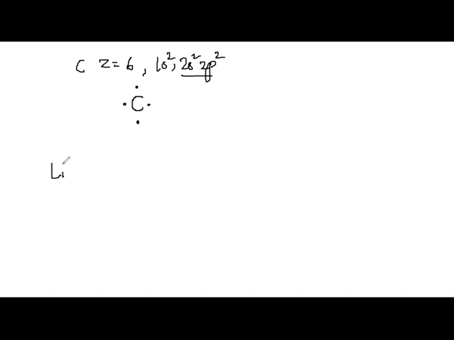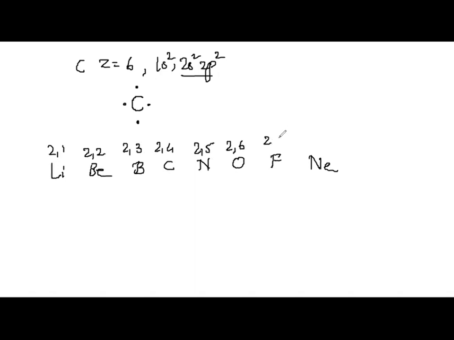Like here you have lithium, beryllium, boron, carbon, nitrogen, oxygen, fluorine, neon. Okay, so lithium, outer shell has, so I'll write it like this, 2, 1, 2, 2, 2, 3, correct? 2, 4, 2, 5, 2, 6, 7. So this is the outermost shell. So they are having respective electrons, even hydrogen, 1.